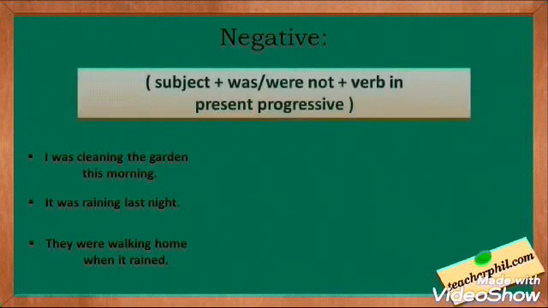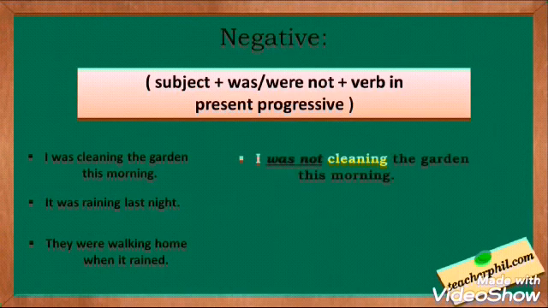The negative form of the past progressive: we have to put the subject plus was or were plus not plus verb plus ing. Like, I was cleaning the garden this morning. What is the negative form of this example? I was not cleaning the garden this morning. So this is the negative form. The second one, it was raining last night. What is the negative form? It was not raining last night.